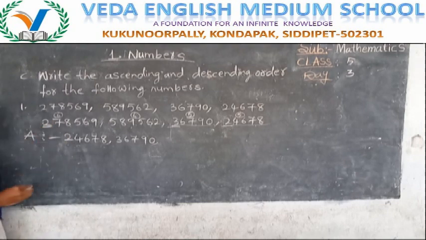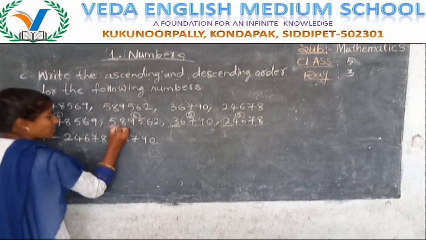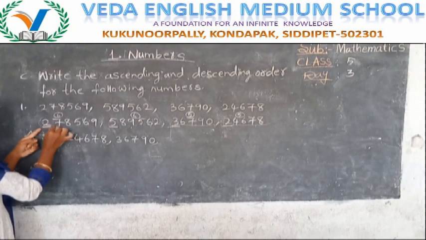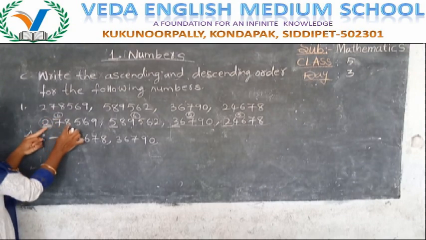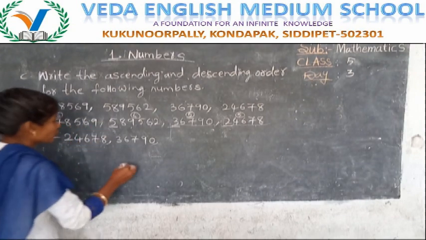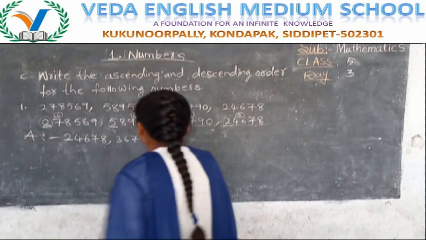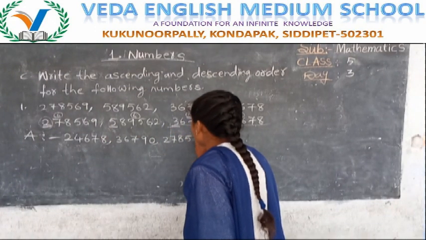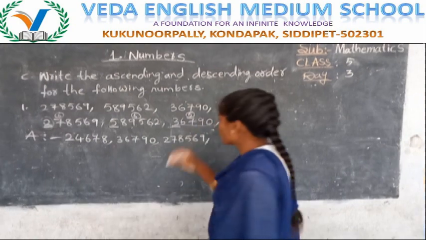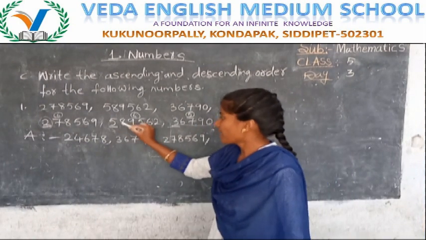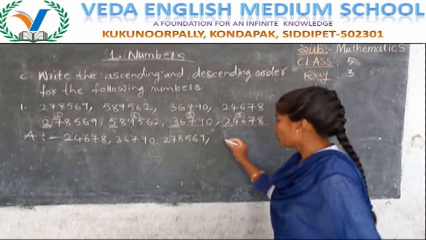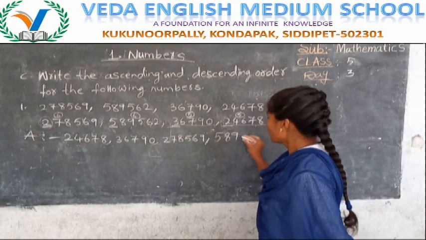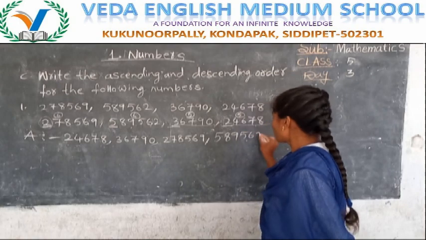What is the first number here? 2. What is the first number here? 5. Here also both are not equal. So 2 is the smallest number. So 2, 7, 8, 5, 6, 9 is the next smallest number. Then last, 5, 8, 9, 5, 6, 2 remains, so we have to write it last.